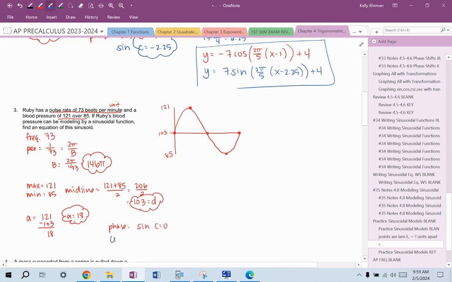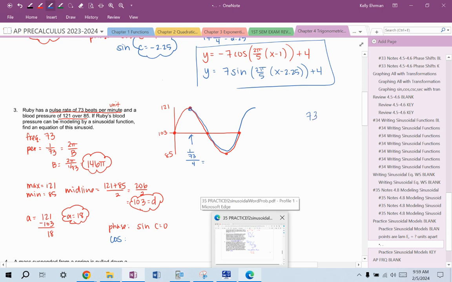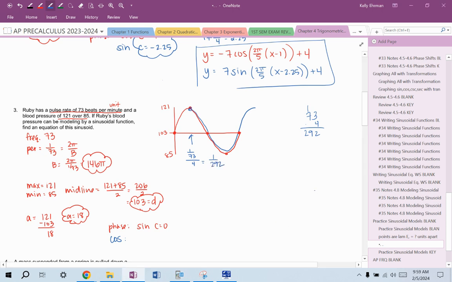What if it's cosine? If it's cosine, I would start here and say, here's my cosine curve. So this is the period, which is 1 over 73 divided by 4. 1 over 73 times 1/4. So 1 over 292. I was going to hop over to my calculator because I have it, but then I realized we can probably just do that math. So, okay. So it's to the right if it's cosine. So minus 1 over 292.